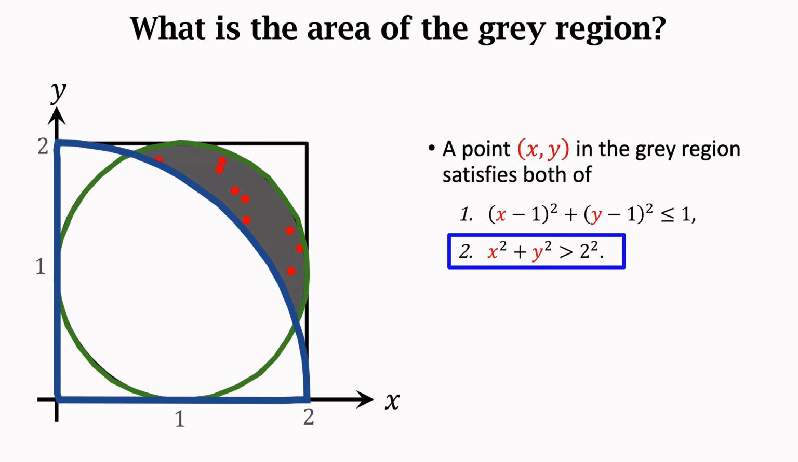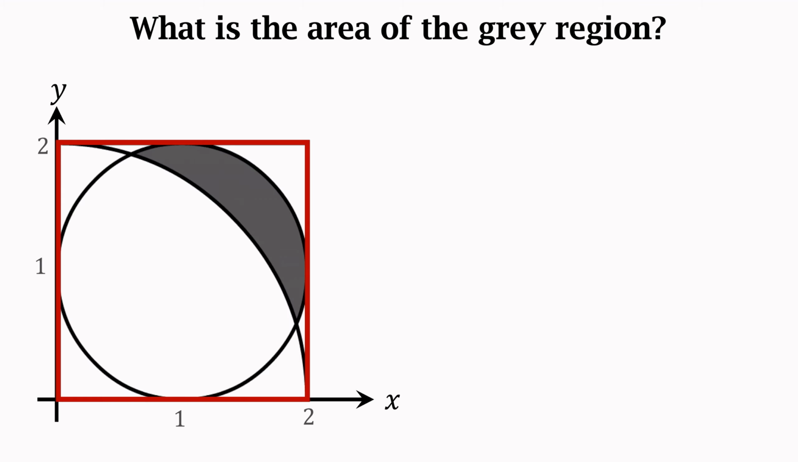Second, the point must be outside the quarter circle. Thus, (x, y) satisfies that x² + y² > 2². All points satisfying the two conditions are in the gray region. We sample points from the square uniformly at random. Everywhere in the square is sampled with the same probability.